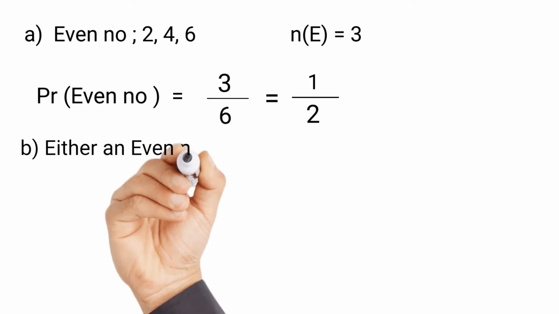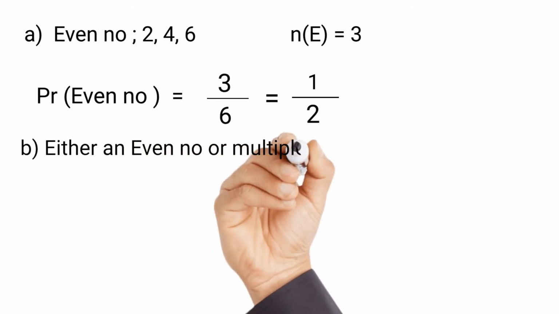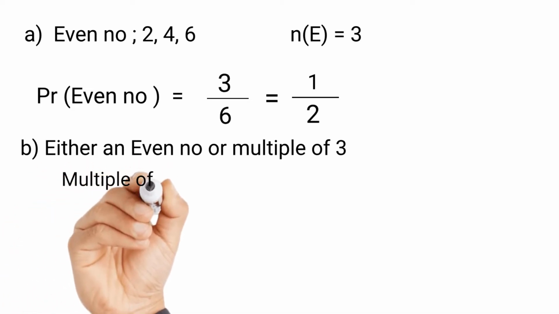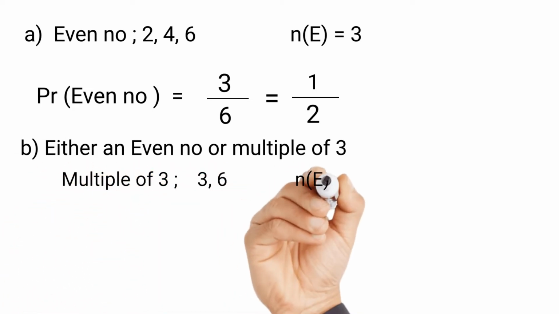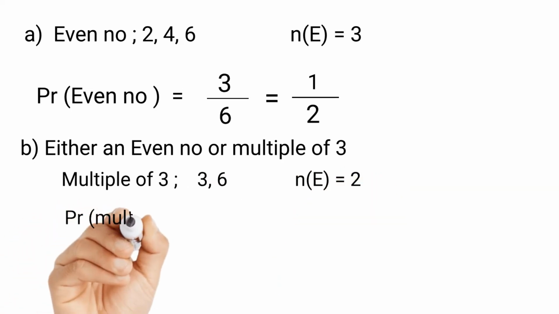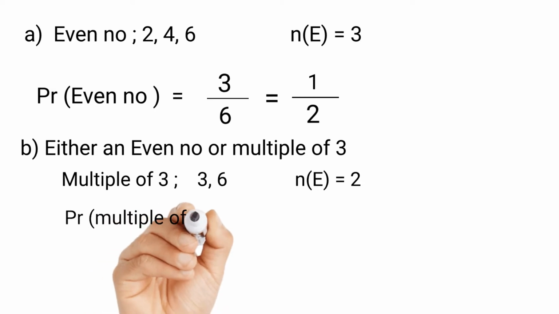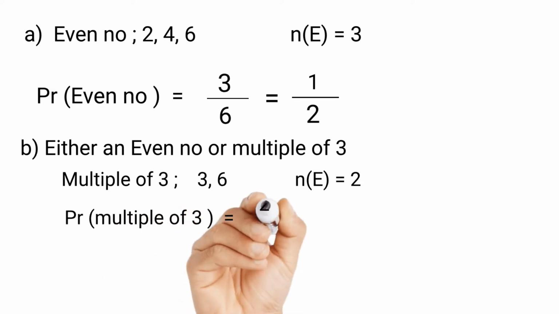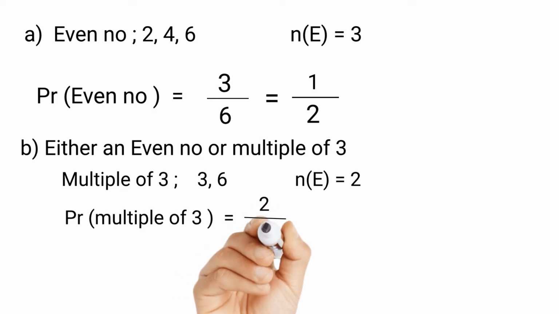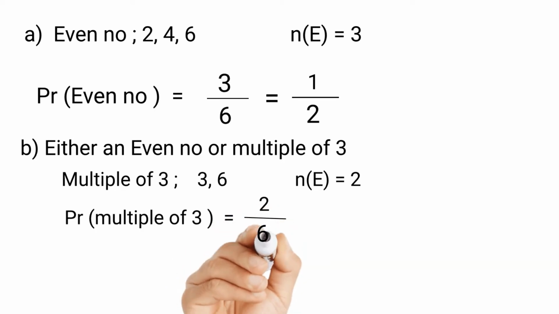Right, B part of the question, either an even number or multiple of 3. We have gotten the even number already in A part. So let's get the multiple of 3. Multiples of 3 between 1 and 6 are 3 and 6. That's 3 times 1, which is 3, and 3 times 2. Okay? So 2 of them. Therefore, the probability of a multiple of 3 between 1 and 6 will be 2 over 6, which is the sample space.